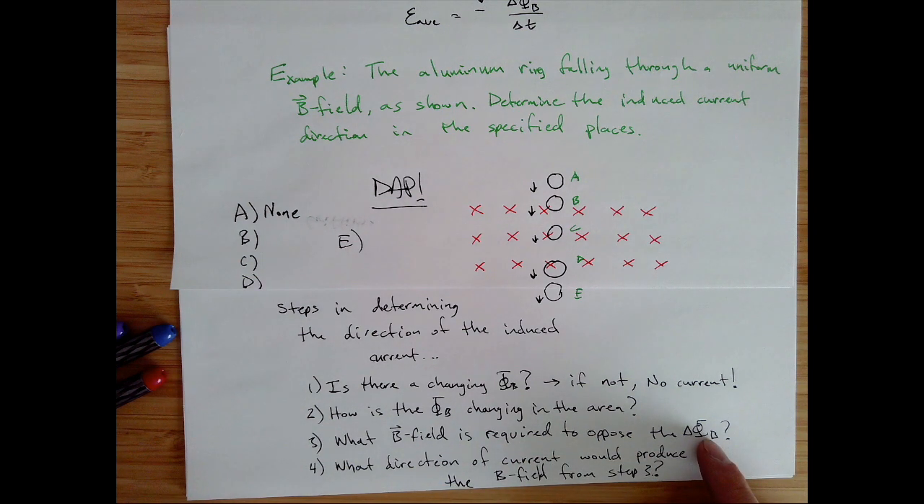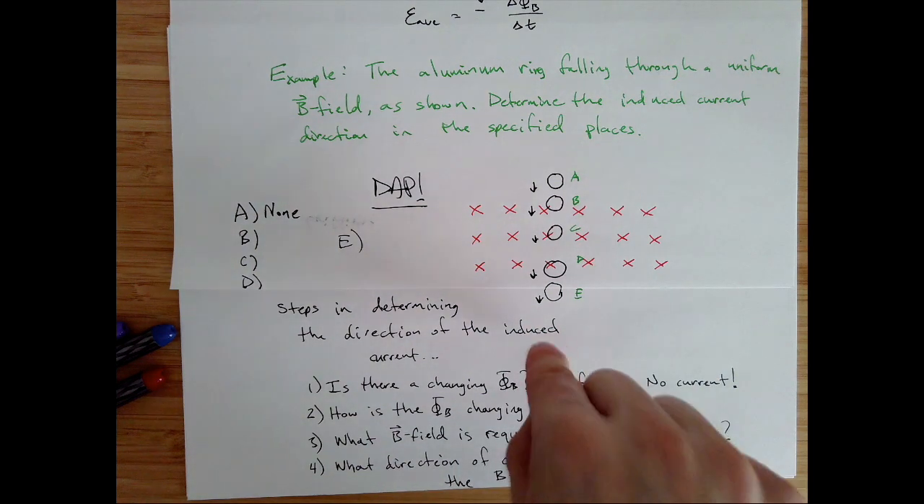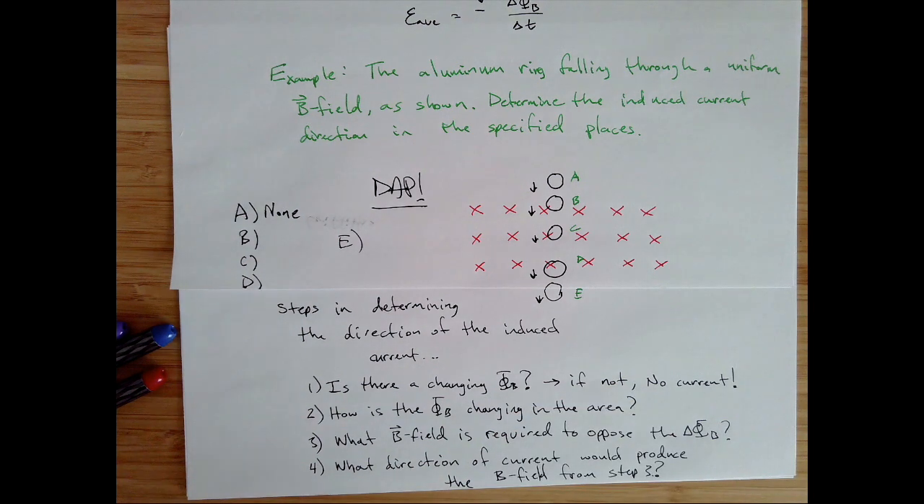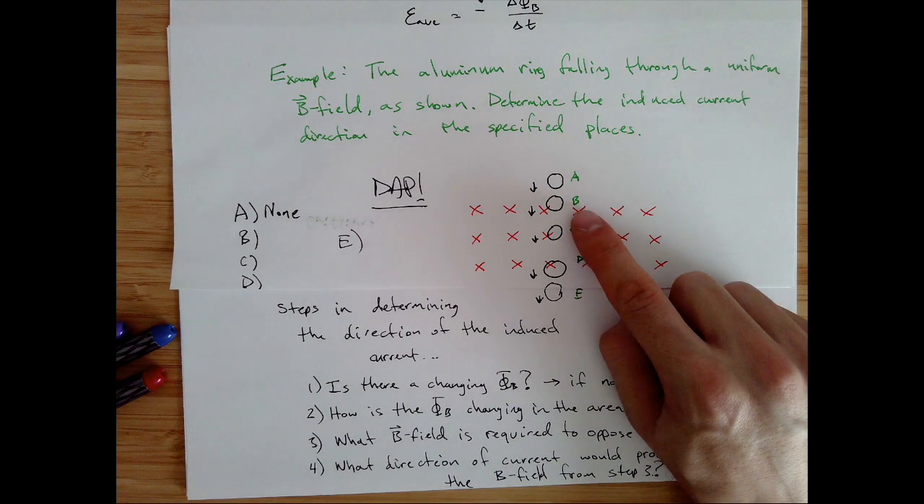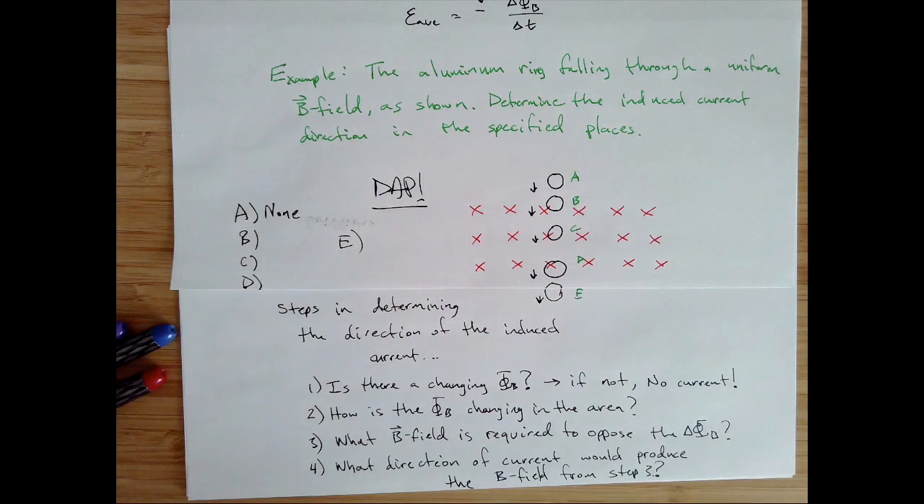Well, we wouldn't want to add more X's, that would only increase more, and so we want to add the opposite of X's. The opposite of arrows going into the page would be arrows coming out of the page. That means when we're looking at the B field that's required to oppose the change in flux for B, we would need the induced currents to add dots, or arrows going out of the center of that loop. Finally, we can figure out what direction the current would have to be to produce the B field from that, what we just decided would be dots.